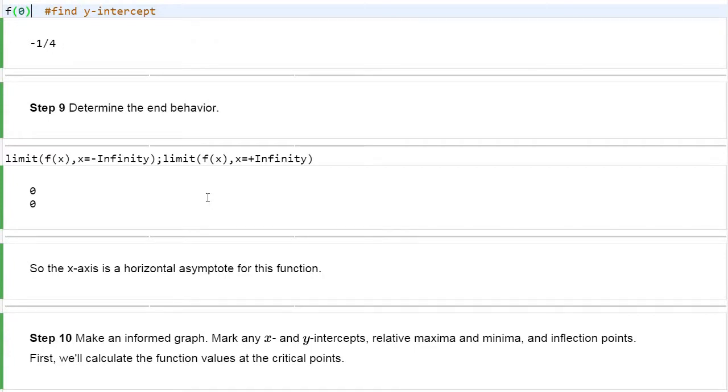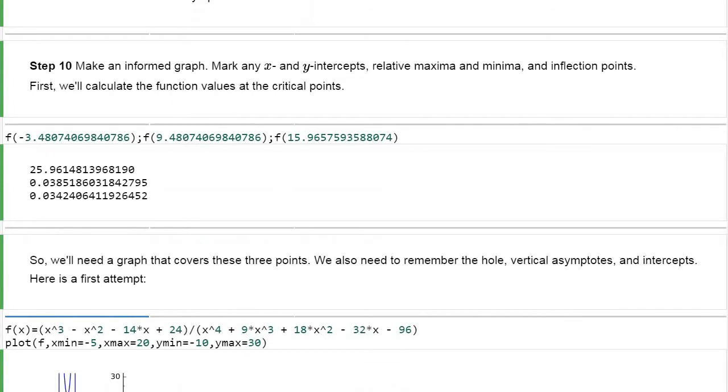Determine the end behavior. So I take the limit at negative infinity and the limit at positive infinity, and in both cases I get 0. That means the line y equals 0, which is the x-axis, is the horizontal asymptote for this function. Okay, ready to make an informed graph, I need to make sure I cover all my critical points and x and y intercepts.